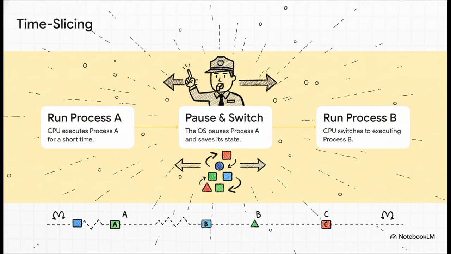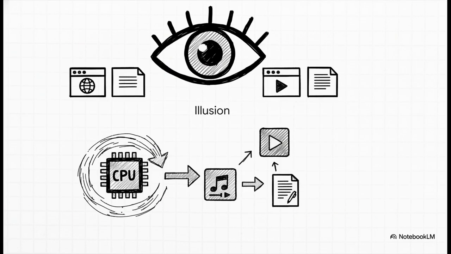The OS acts like the world's fastest traffic cop. It lets process A run for a tiny, tiny fraction of a second. Then it hits pause, saves everything it was doing, and lets process B have a turn. Then process C, and so on, cycling through them thousands and thousands of times every single second. And that's the magic right there. It's an illusion, because the switching happens so incredibly fast, I mean faster than we can even perceive, it creates this seamless feeling that everything is running in parallel, and that is what we call multitasking.